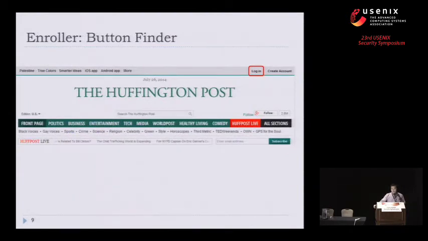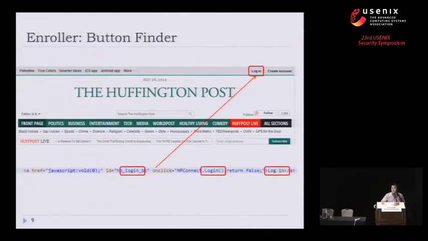So first of all, this is how the enroller can find the correct button to click. This is a screenshot of the Huffington Post website. In this case, SSOScan needs to click the upper right corner login button marked in red. So we use a simple heuristic to obtain an initial list of candidates for SSOScan to attempt to click. Because the login button is often represented as a DOM node that has login, sign in, or join, these kind of words in them. So basically, we do a regular expression match, and we'll obtain a list of candidates.